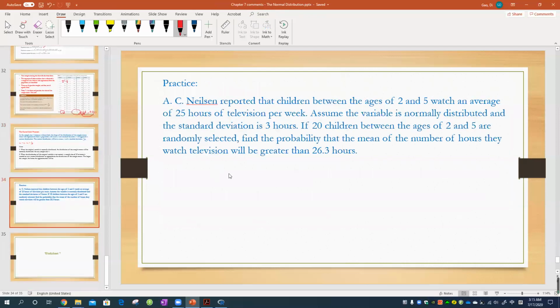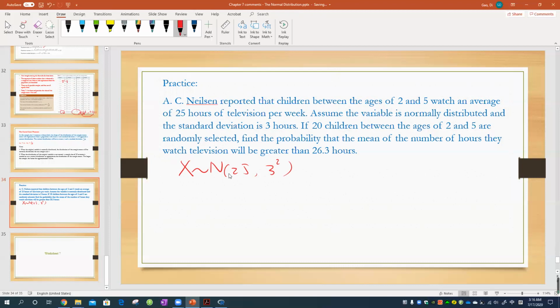Now let's look at a problem related to the central limit theorem. A.C. Nielsen reported that children between the ages of 2 and 5 watch an average of 25 hours of television per week. Assume the variable is normally distributed and the standard deviation is 3 hours. So we have x following a normal distribution with 25 as the mean and 3 as the standard deviation. That is the random variable.